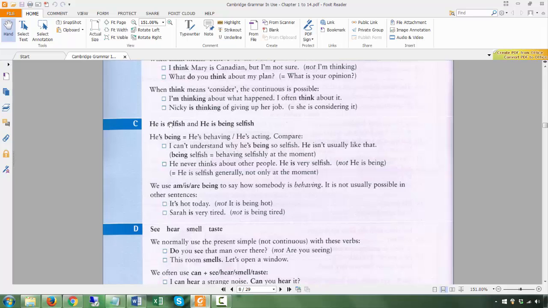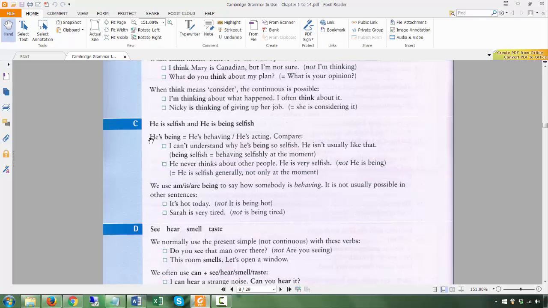Okay, do you realize that he is selfish is using the present simple tense? And this is an adjective. Present simple tense is talking about something that regularly happens. So if you're saying that this person is a kind person, you're going to use the present simple, he is kind, because he's basically always kind. That's his personality, his character. Whereas he is being selfish is more of the continuous. Right now, he's kind of acting out of his character. He's normally kind, but right now he's being selfish.